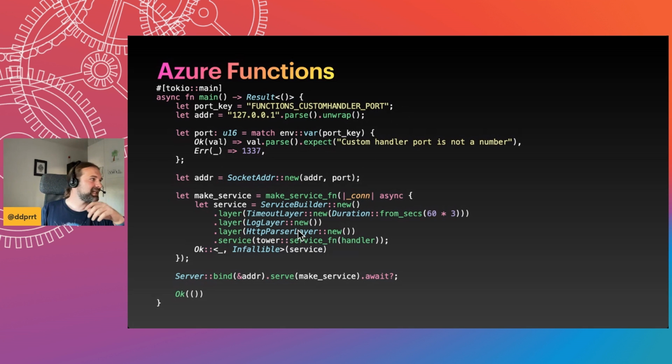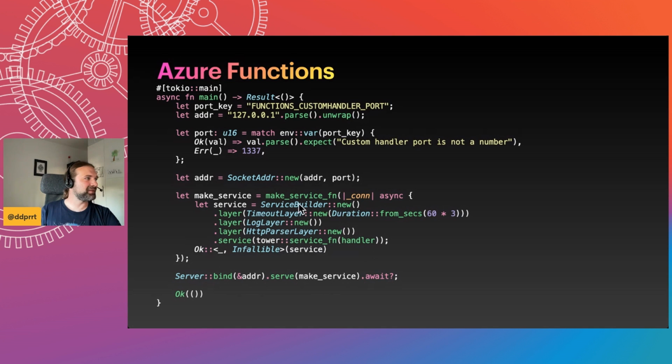Spin up a server. And again, I'm also building up a couple of layers. So I have this make service function, which is a constructor, a factory, services, the service for services, or a service made out of services. I have the service builder again, the same timeout layer. I even included a log layer because I wanted to have some log output. Then my HTTP parser layer, and then again the service function, just like in the other example, with my handler function. And there you go. Boot up the server and serve all my services, and that's it.